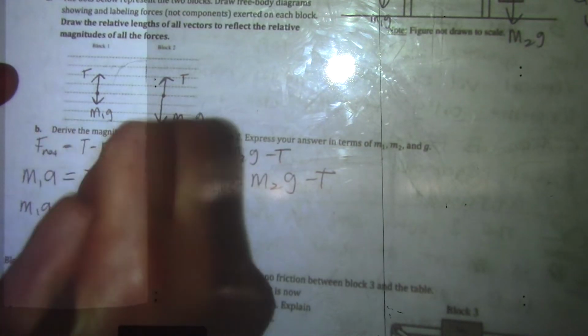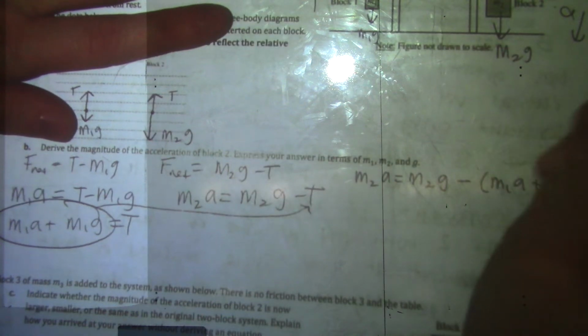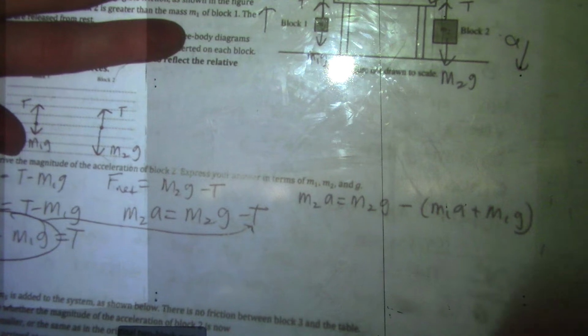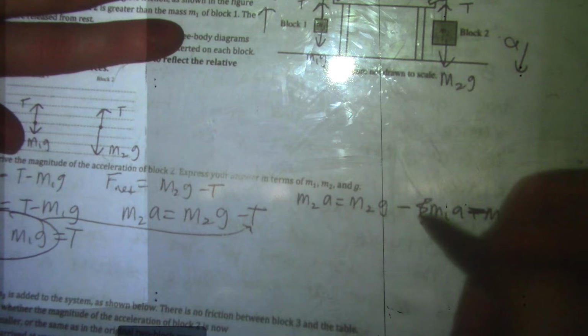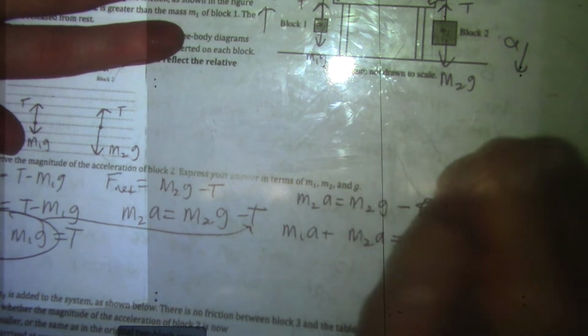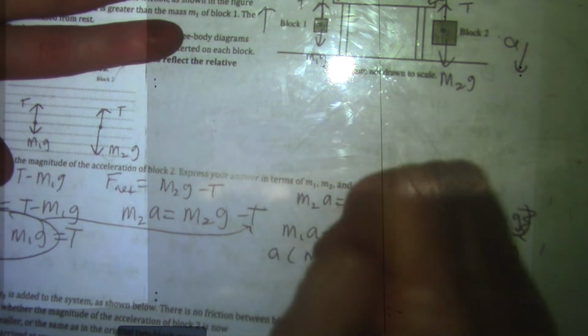Now I'm going to add this over to get M1A plus M1G to get tension, and now that I have tension, I can substitute it in. So that's M2A equals M2G minus, make sure you subtract all of it, right? If this is your T term and you're trying to subtract T, you better subtract each of these, so either put it in parentheses or distribute the negative sign when you write it. So I'm going to get rid of the parentheses and distribute now. I'm going to add the M1 over, M1A plus M2A equals M2G minus M1G. To get A by itself, I'm going to factor out the A, that's M1 plus M2.